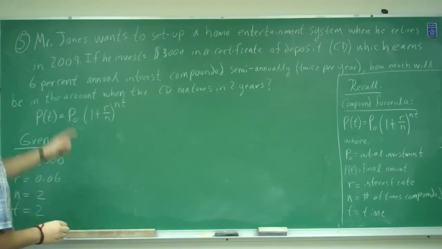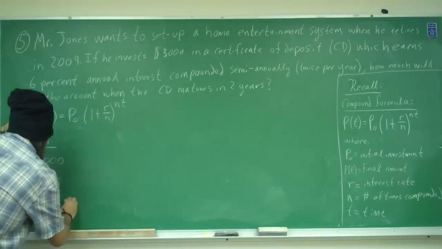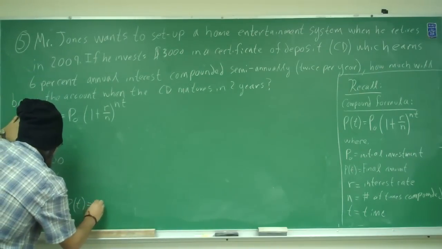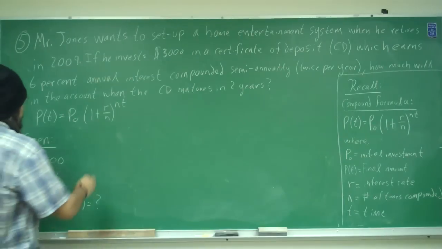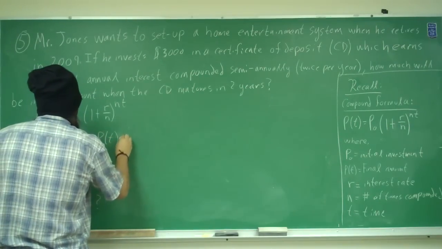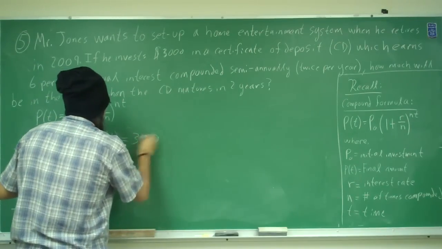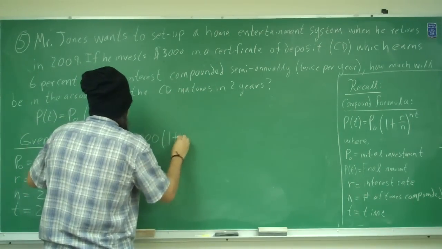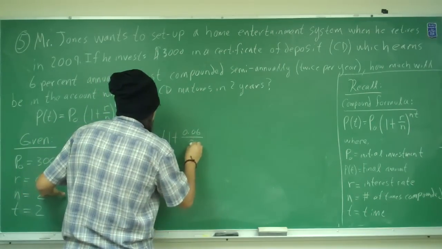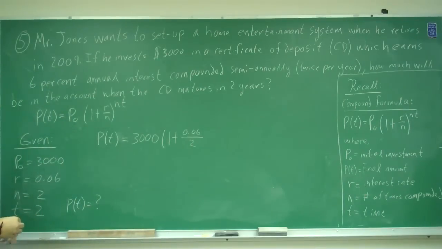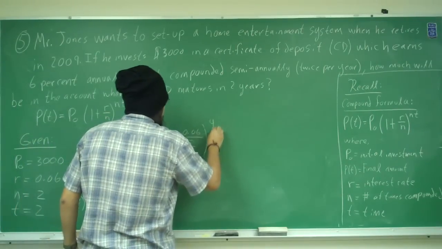And we want to find how much will be in the account. So we want the final output, P sub T. Alright, well let's go ahead and plug in all the information we know into this equation here. So P sub T is equal to P sub naught, 3,000, times 1 plus R, R is 0.06, divided by 2, and what else do we have? Okay, all this raised to the 2 times 2, so that's 4.